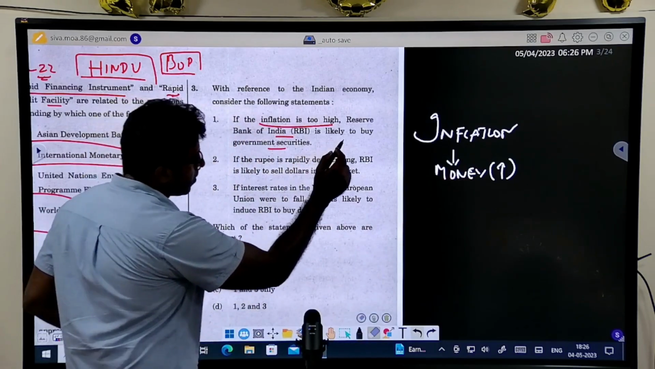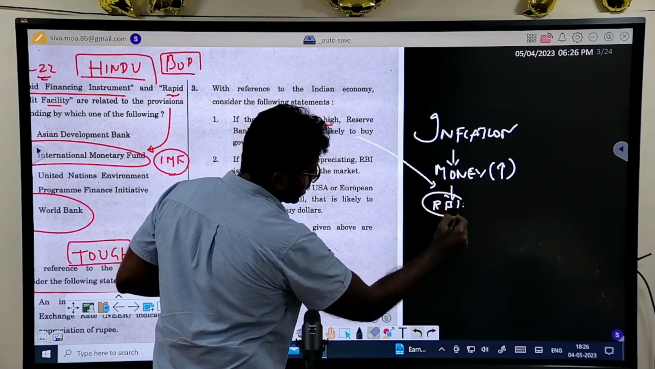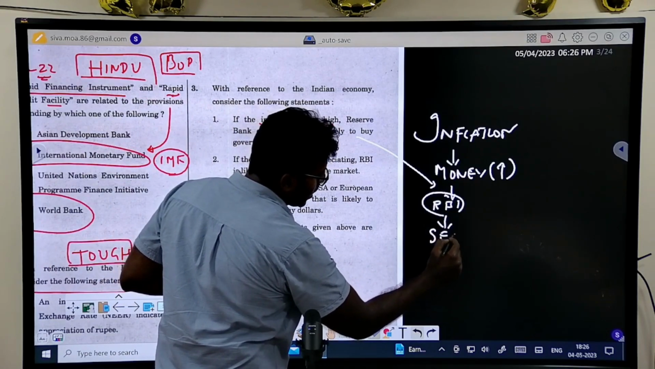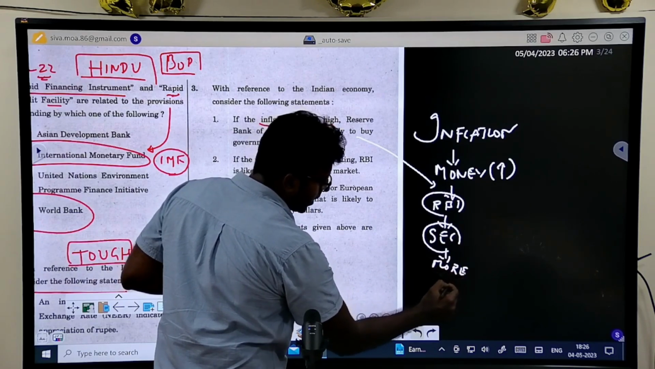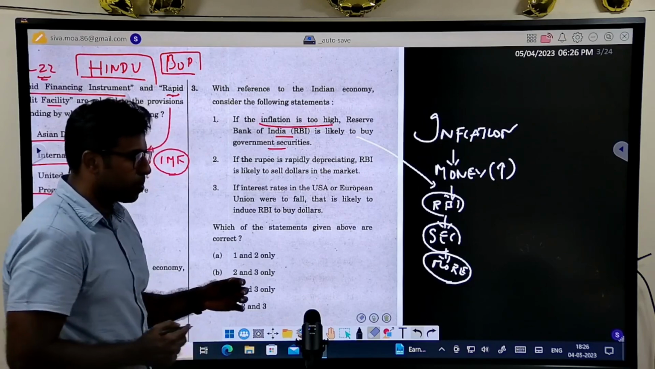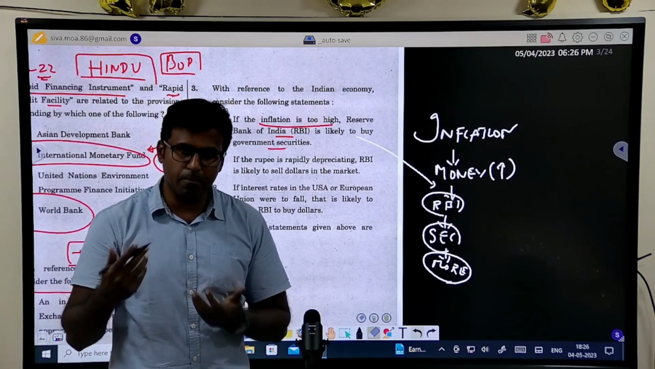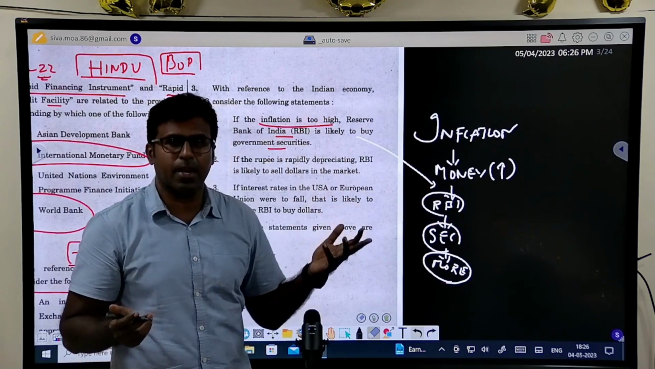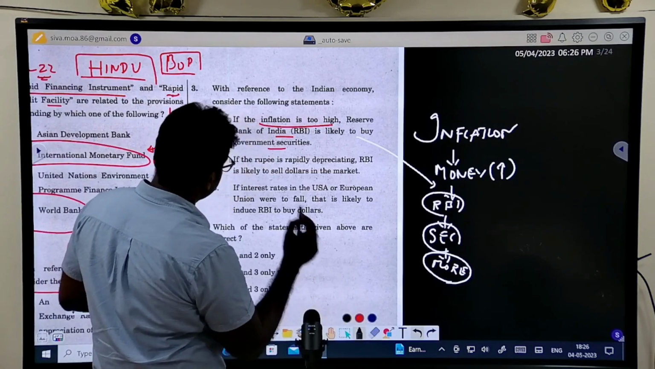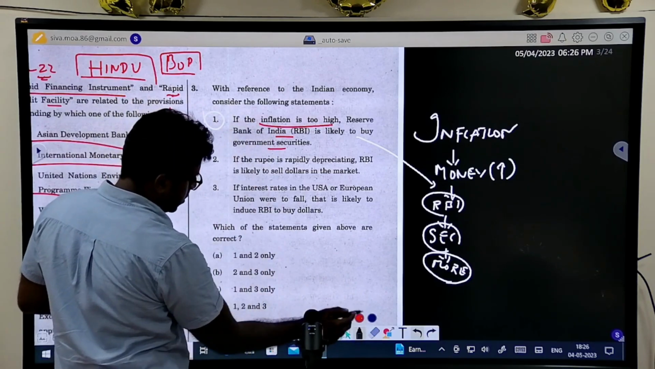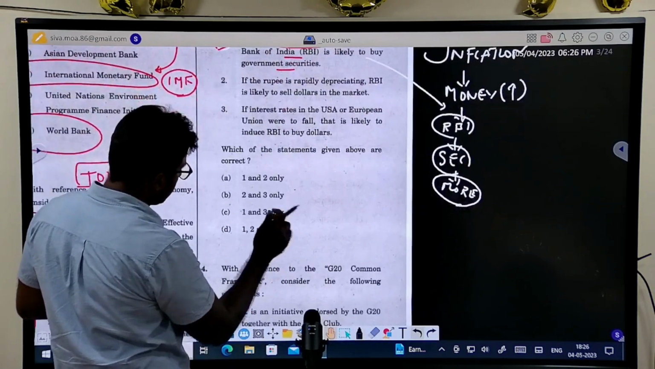Think about RBI buying securities. RBI buying securities is going to give more money. But already more money is there. So your primary task as the RBI is to pull in that money. If you pump in more money, you are going to inflate the value again. So now you take this one. Now you come to this option. Now you come here.